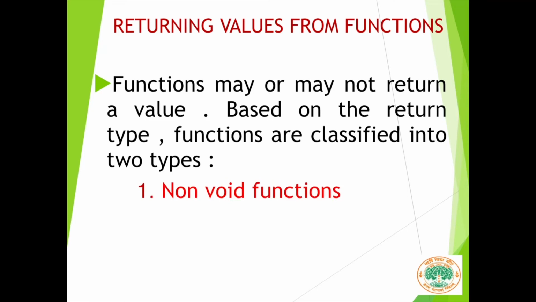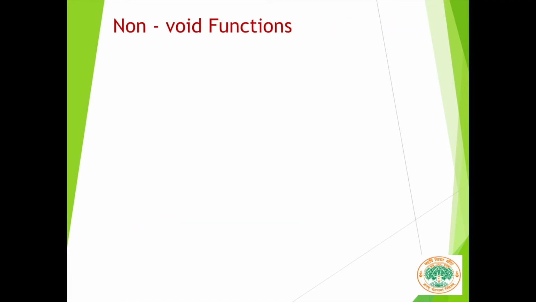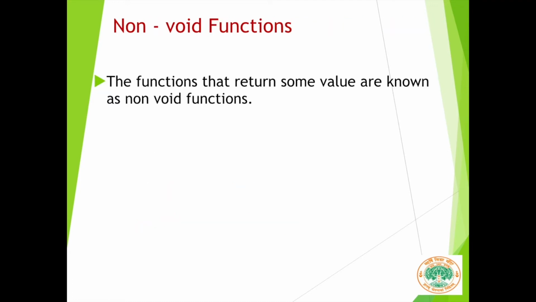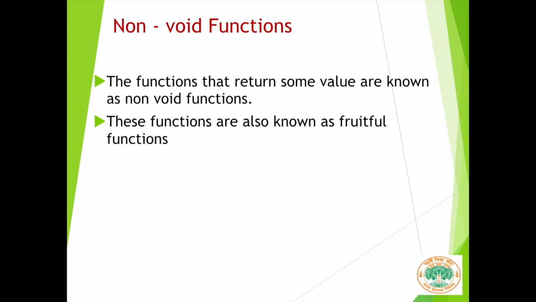So based on it, there are two types of functions. First is non-void functions and second is void functions. So let's begin with the non-void functions. What are non-void functions? The functions that return some value are known as non-void functions. That means these are the functions which have a return type. So if you are working with non-void functions, then in the function definition, always a return type should be there. These functions are also known as fruitful functions.